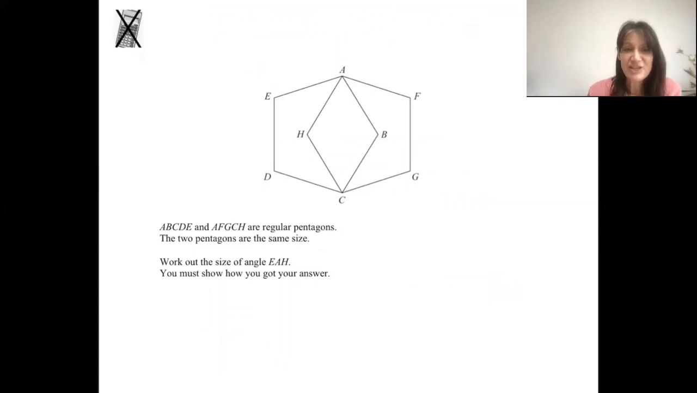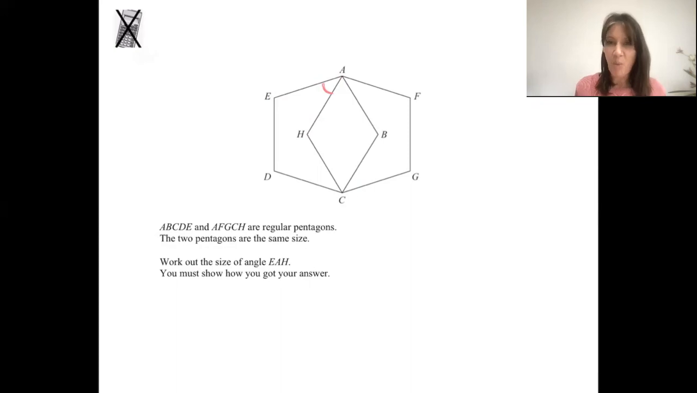Okay, so we're being told that we've got 2 shapes that are regular pentagons, and they're the same size. And you have to work out the size of the angle EAH, and you've got to show how you got there. So that just basically means you just need to write everything you're doing down. So let's identify the angle they actually want us to find. Okay, so we've got EAH. So this is the angle that is important.